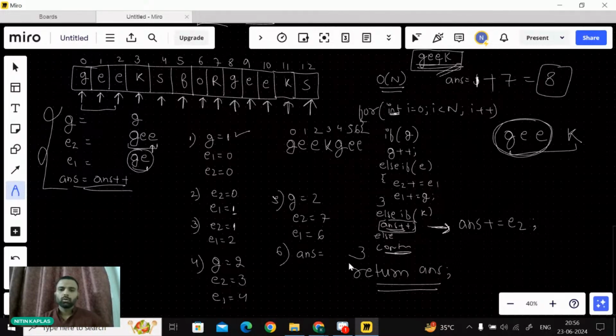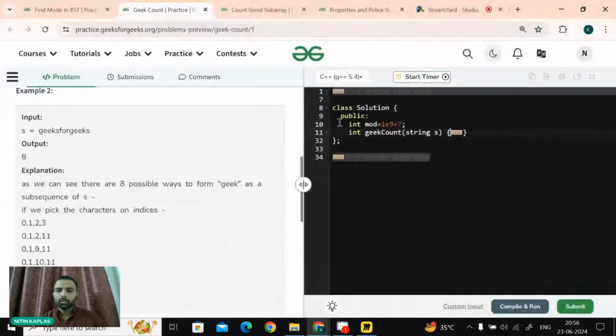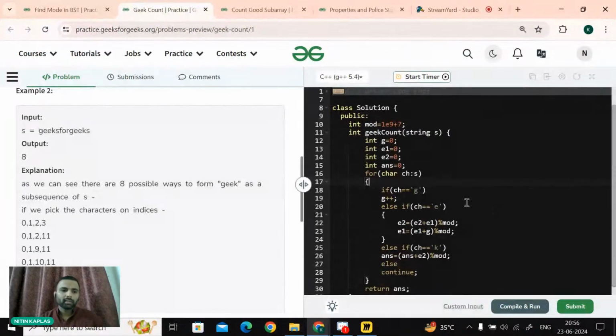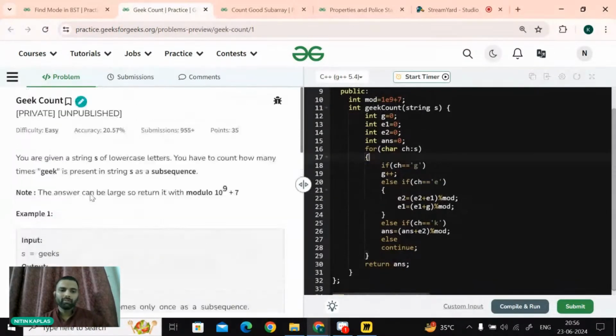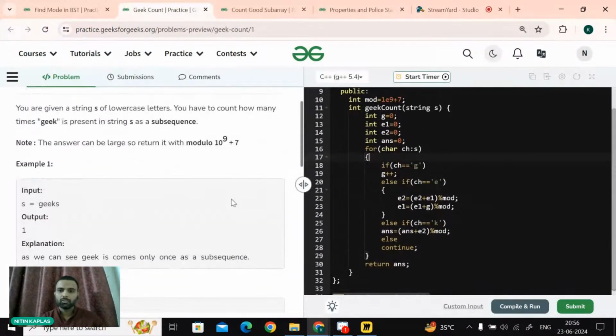So similar code we have written here. As the question said, you just have to take the modulo of it so that our answer will be in range. So four variables you have to take: G, E1, E2, answer, right? Just traverse your string, and if it's G, G plus plus. If it's E, first you have to ask E1 to calculate E2. Hey, what's your count? So you just have to increment according to that.